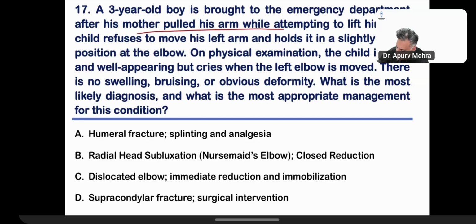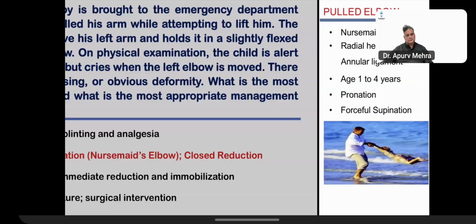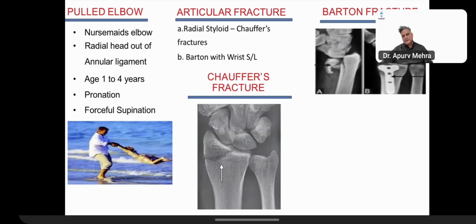Mother pulled his arm while attempting to lift him. Slightly flexed position at the elbow. Crying child. No swelling, no bruising, no deformity. So it is called radial head subluxation and closed reduction is the treatment of choice. Forceful supination. Normally the father is the culprit.